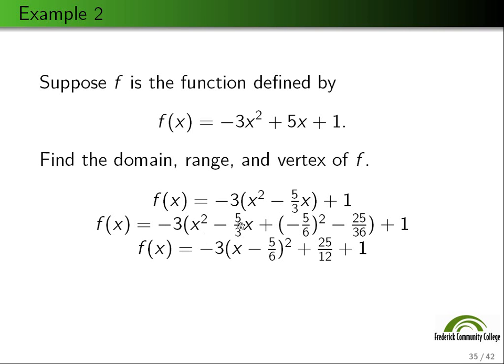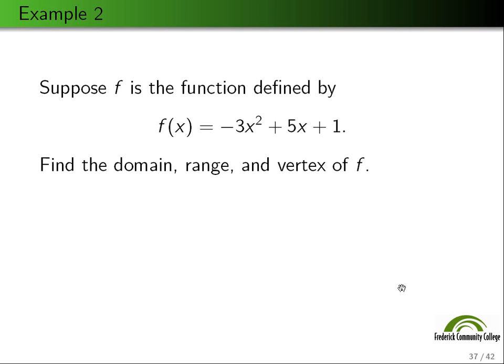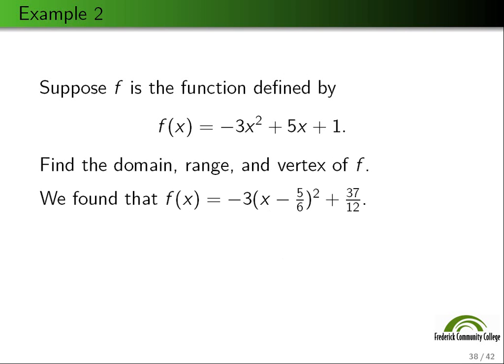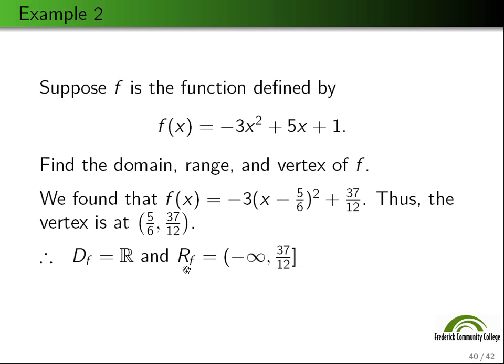So now the x squared minus 5/3 x plus -5/6 squared gives me the perfect square, x minus 5/6 squared. So that's where the -3 times that comes. And then -3 times a -25/36 is going to reduce to a positive 25/12 plus 1. And so here is what we've reduced f of x to. And the vertex is over 5/6, up 37/12. And now we can use that.